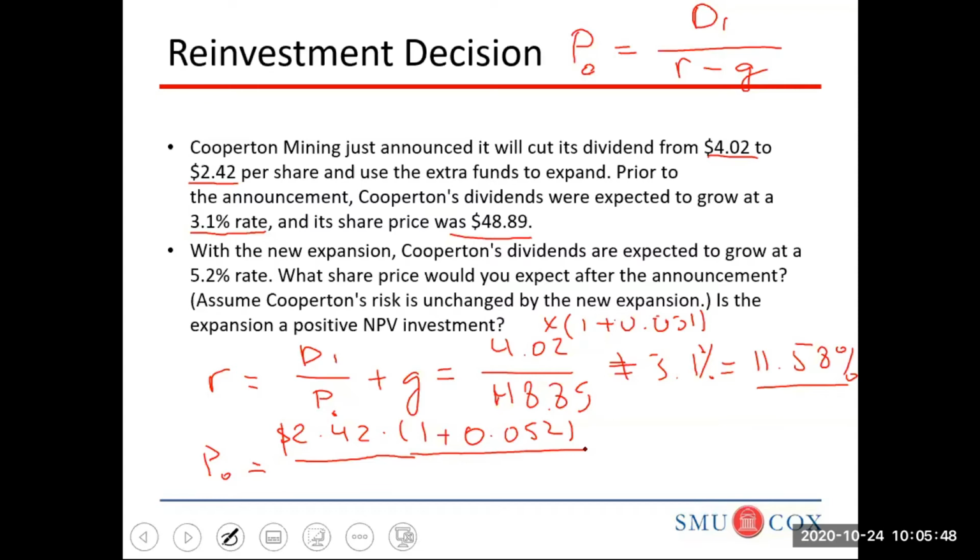And then you would take a discount rate, which hasn't changed. We just calculated it in part 1. So it's 11.58% minus the new growth rate. $39.92. Yeah, perfect. 39.92.